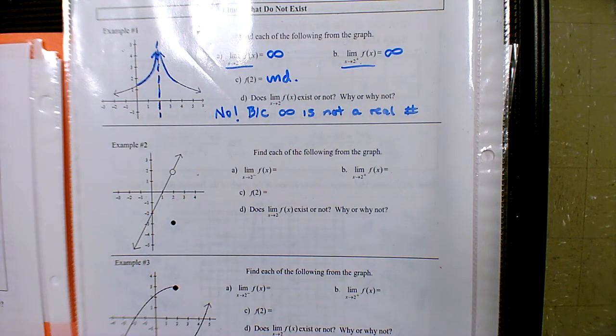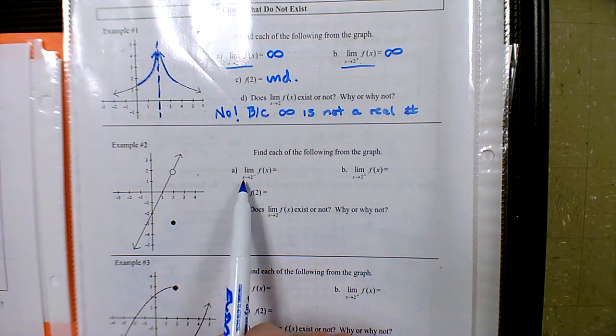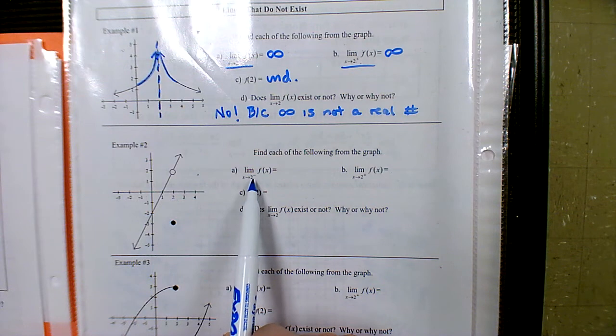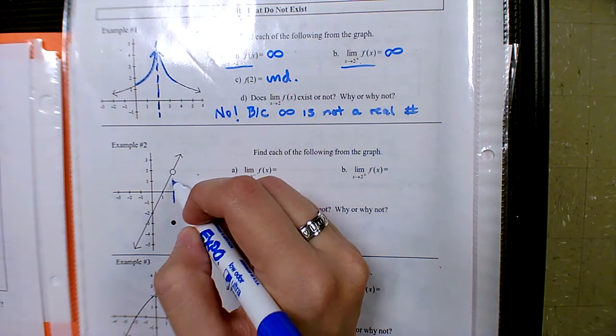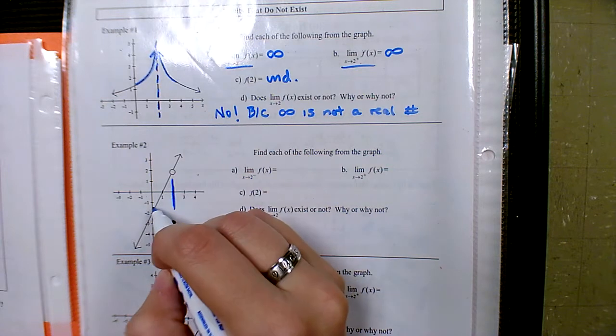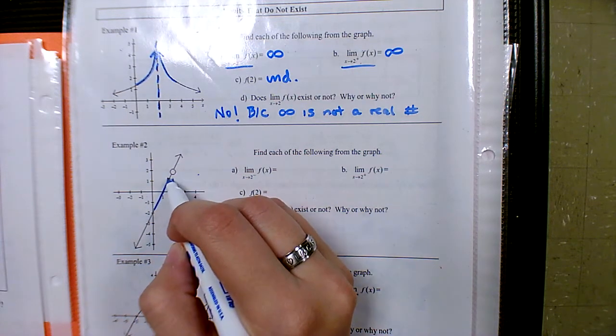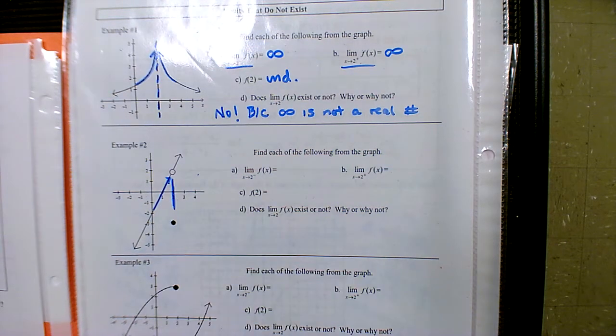Find each of the following from the graph. Very similar example. As we approach 2 from the left, what is the height of the graph? So here's that x value of 2. If we were to trace the graph on the right-hand side, getting closer and closer to that 2 value, what is your height getting closer to? What y value are you getting closer to?